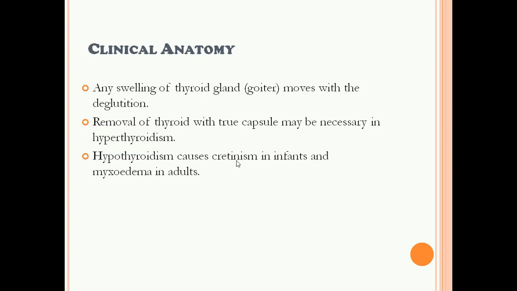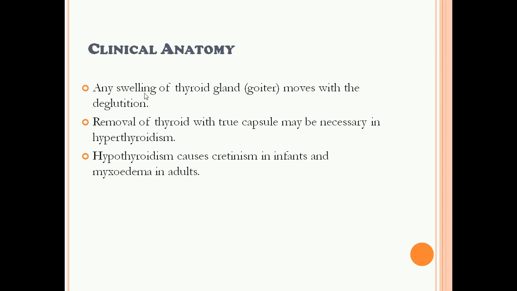The main important clinical aspect with the thyroid gland is that it produces a hormone called thyroxine. Thyroxine exists in two forms: triiodothyronine and tetraiodothyronine. When these are produced in lesser quantity, we call it hypothyroidism, and when produced in excess, we call it hyperthyroidism.